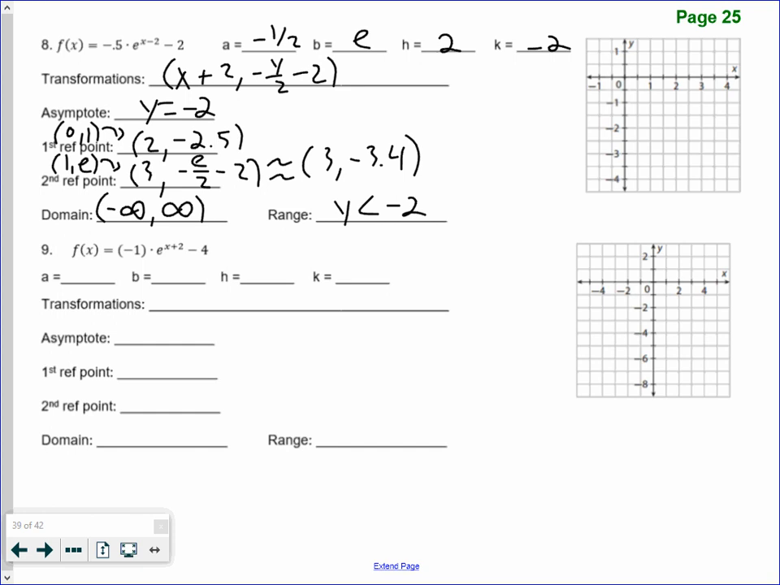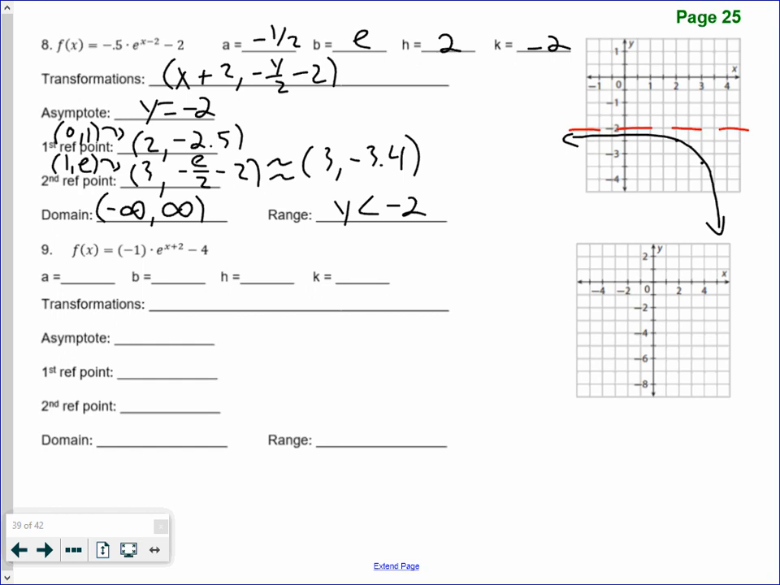So let's go ahead and do that. Our asymptote is at y equals negative 2. So right there, and our 2 points, we have 2, negative 2.5. So right there, and then 3, negative 3.4. So right about there. And every exponential function with a base of e is still a growth function. So that means we start near the asymptote and grow away from it. So that's what our function is going to look like.